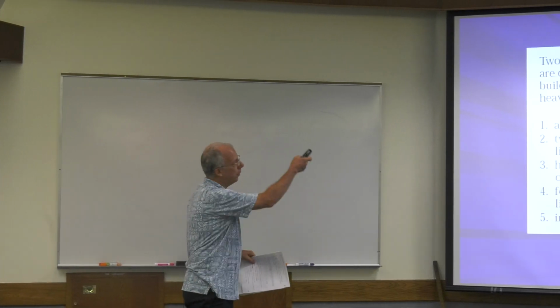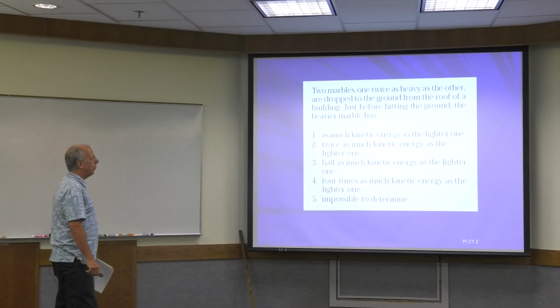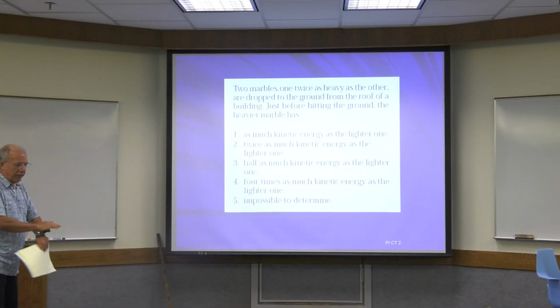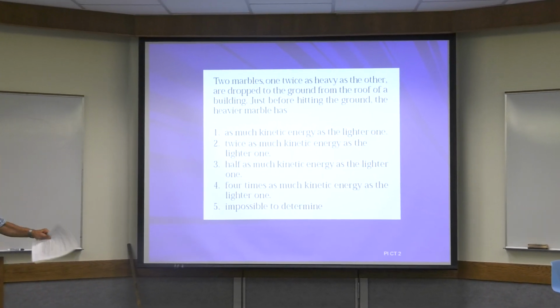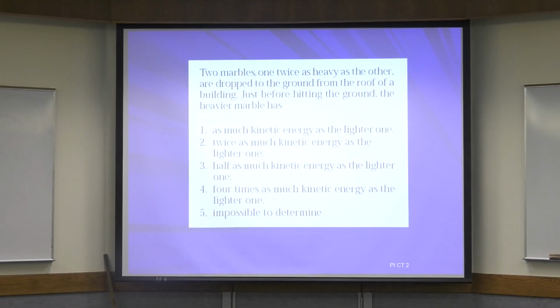All right, so now I have some questions for you. So here's the first one. Two marbles, one twice as heavy as the other, are dropped to the ground from the roof of a building. And again, if they don't say anything about drag, we ignore it. Just before hitting the ground, the heavier ball has blank. All right, so you pause your video and figure it out.